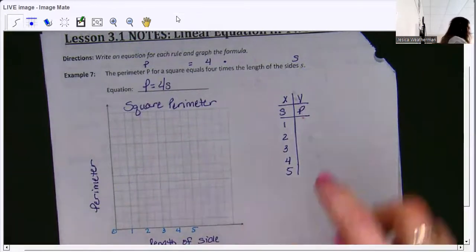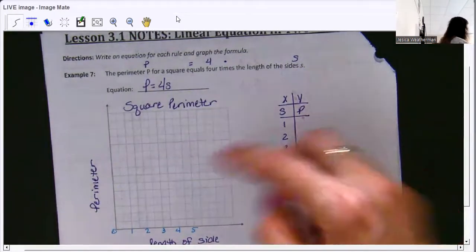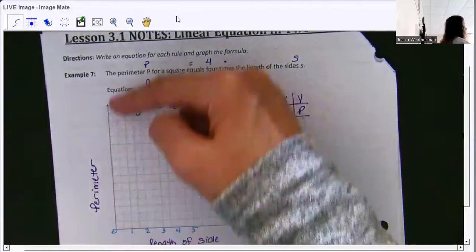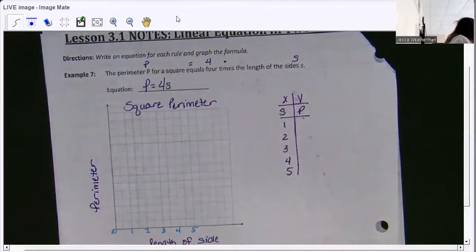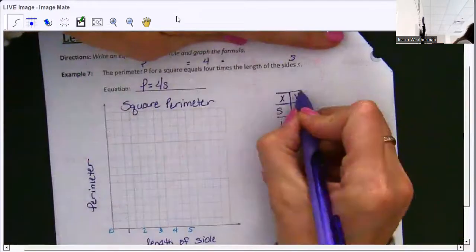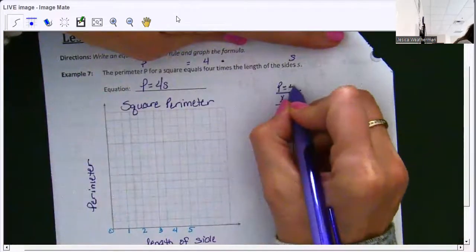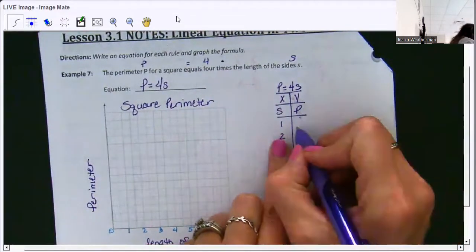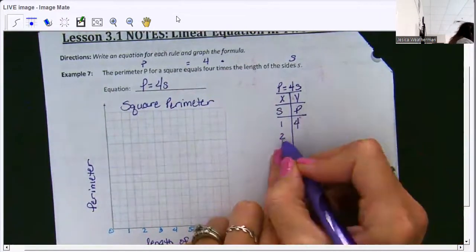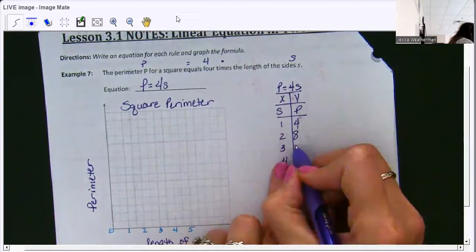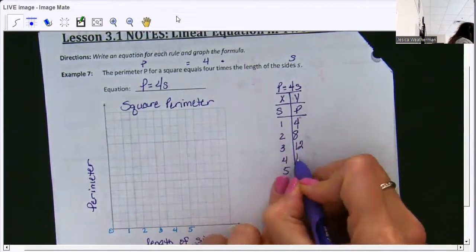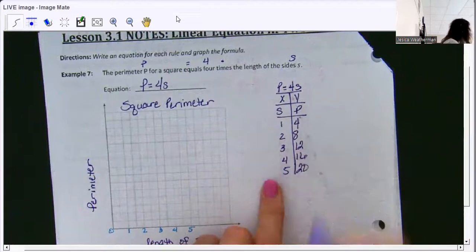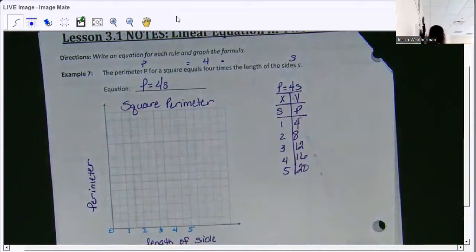Now I'm going to figure out what my perimeter is going to be so I know what my increments need to be on the y-axis. So remember that our equation is P equals 4S. So what I'm going to do is I'm going to multiply 1 times 4, and I get 4 for the perimeter. 2 times 4, and I get 8. 3 times 4 is 12, 16, and 20. Okay, I'm going to stop here because I'm going pretty fast. I want to make sure everybody understands and see if there's any questions that anyone may have.